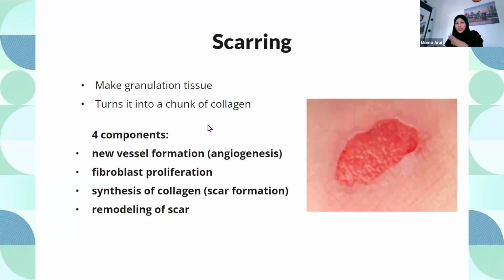Okay, so 4 components. You need new blood vessels to make the new tissue, granulation tissue. You need collagen, which is made by fibroblasts, and remodeling.